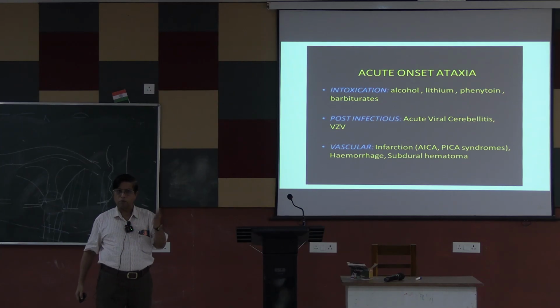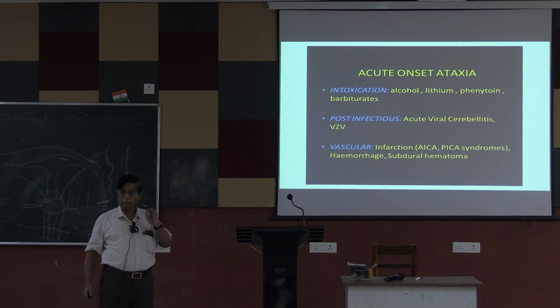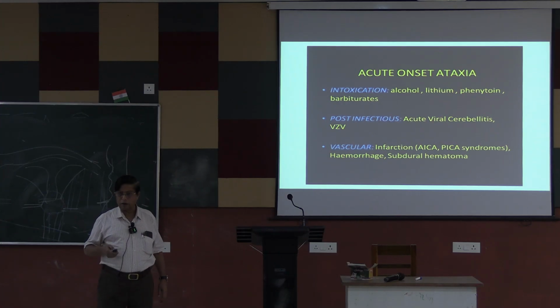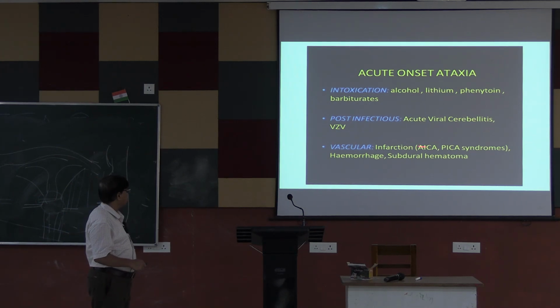I have taught you in some other classes, there is the anterior circulation and the posterior circulation. These are part of the posterior circulation: anterior inferior cerebellar artery, posterior inferior cerebellar artery. Posterior inferior cerebellar artery is the branch of the what? Vertebral artery. Anterior inferior cerebellar artery is the branch of the basilar artery. Anyway, if there is an infarct, an embolus goes and gets stuck there, there will be vascular causes. There will be acute onset ataxia. Hemorrhage or subdural hematoma may cause it. So stroke is a cause of acute onset ataxia.